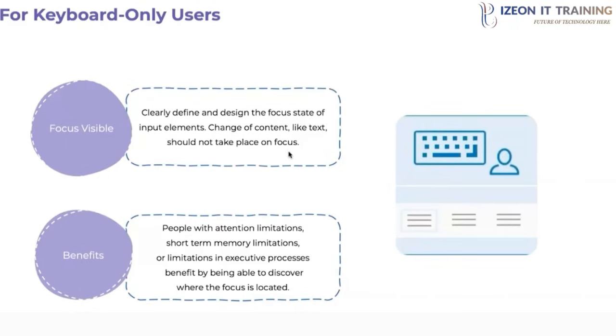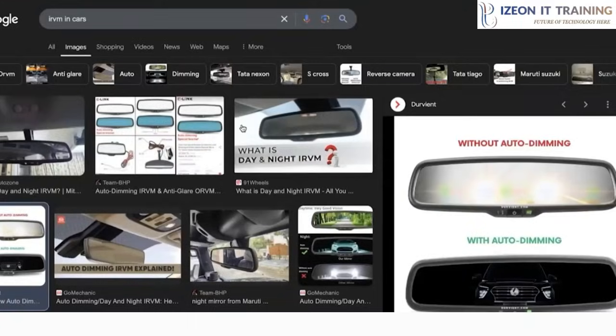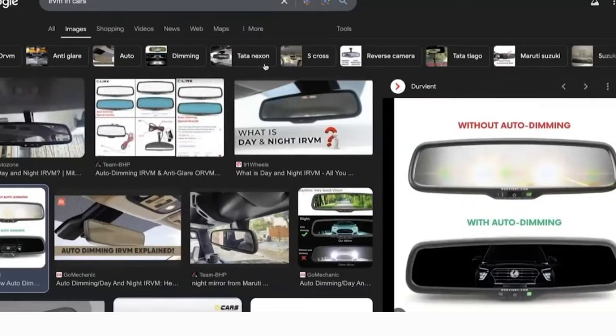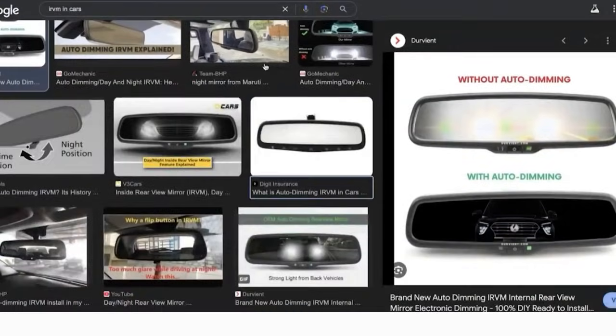Let me show you how. Let's say I don't have a mouse, I'm keyboard only. This is for keyboard only users, right? It says keyboard only users. So if I want to search on this website, I'm using the tab key, and you can see over here, this bar is coming. Are you able to see this?